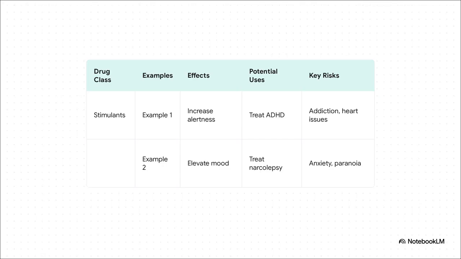So let's put this into practice. Let's look at stimulants. We'll take 2 examples you've probably heard of, caffeine and Adderall. Okay, both of them make you more alert, right? But check this out. They do it in totally different ways. Caffeine basically just blocks the sleepy signals in your brain. Adderall, on the other hand, actually boosts chemicals like dopamine. That's why it's used for ADHD, but it's also why it comes with much higher risks for things like addiction. See? The blueprint immediately starts showing you not just the similarities, but the crucial differences.